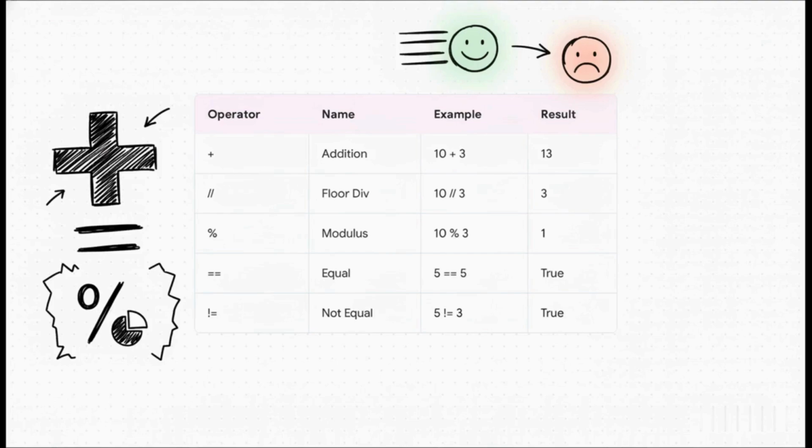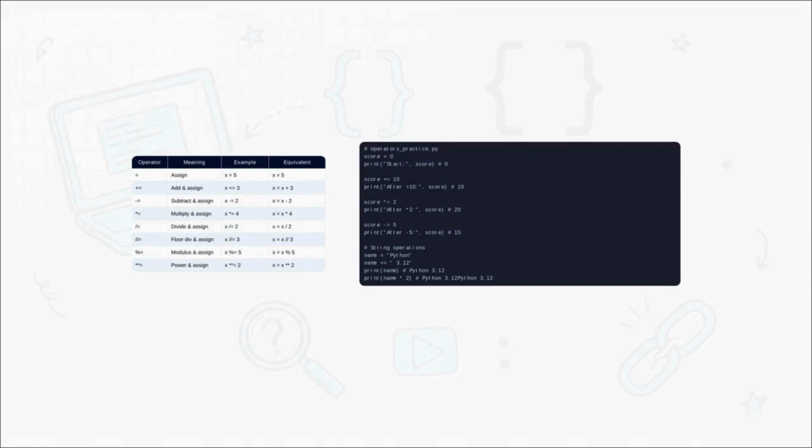And then we have logical comparison operators, like the double equal sign for is equal to, or the exclamation point equals for is not equal to. These comparisons are vital because they always result in a true or false answer, which is exactly how your program makes choices based on the data. Let's actually see this in practice with assignment operators. These are essentially shortcuts. Instead of typing out score equals score plus 10, you can just type score plus equals 10.